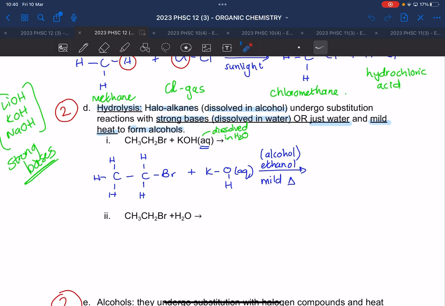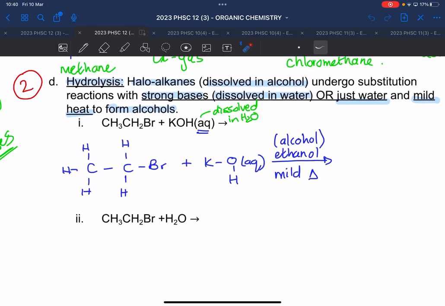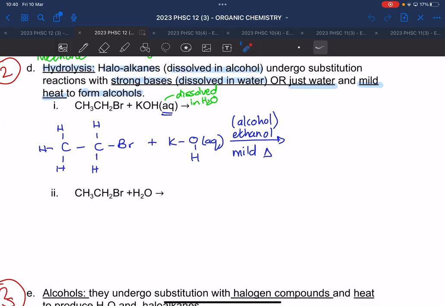The first one is where you start with a haloalkane and it reacts with a strong base. You need to know which are considered strong bases, but that strong base must be dissolved in water, otherwise it will burn the compound. We said substitution must be mild, soft. So dissolved in water, and this whole thing must be in the presence of ethanol or alcohol, and we must have mild heat. Then what will substitute?